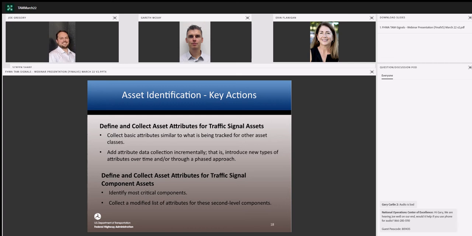So identify the most critical components that you want to collect information on, and make sure that when you go out there and start collecting, there's a clear link between components and overall assets in terms of how the bits and pieces connect together, so everything can be easily located and reported out.